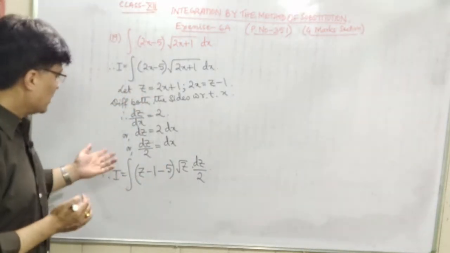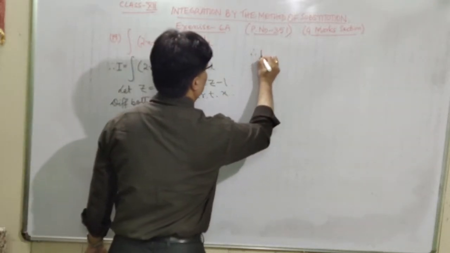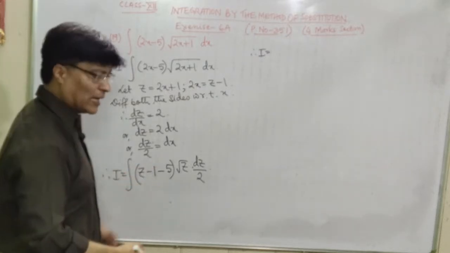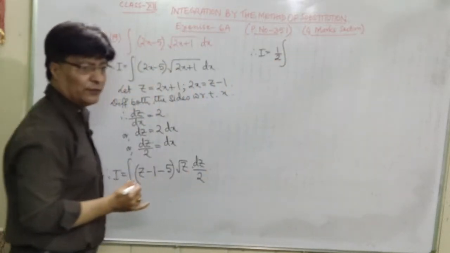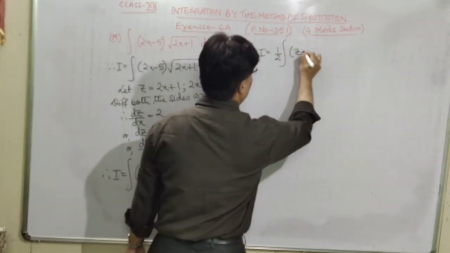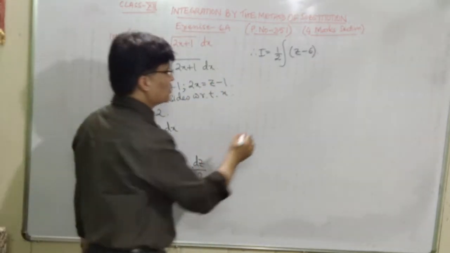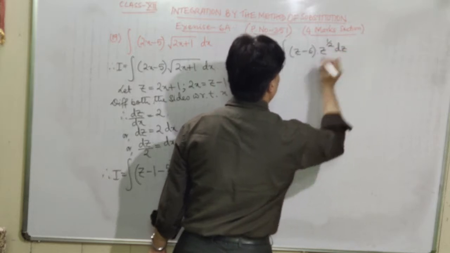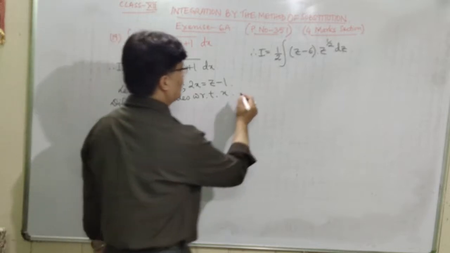Okay, so now we can simplify it further. Therefore I is equal to, which constant is taken outside now? It is half. So this is half integral of, within bracket, z minus 6, into, what about root over z? It is z to the power half. Then you can write dz. Understood now? So let us simplify it further.